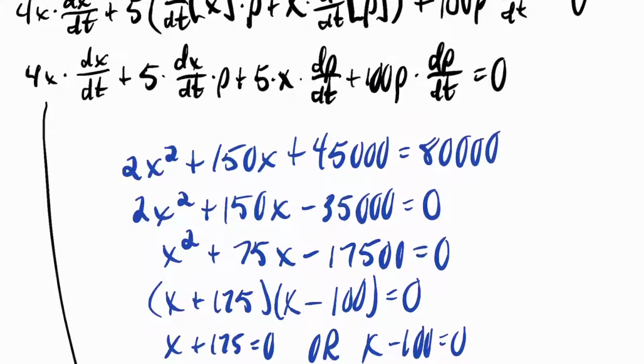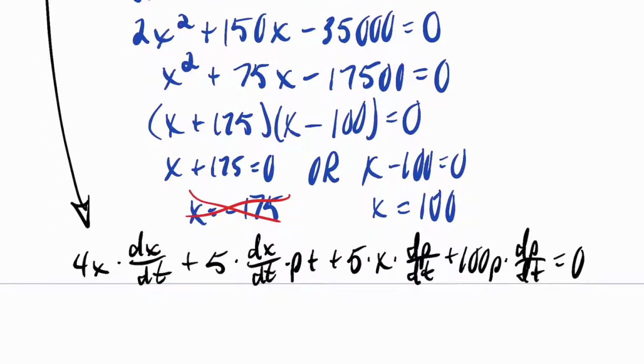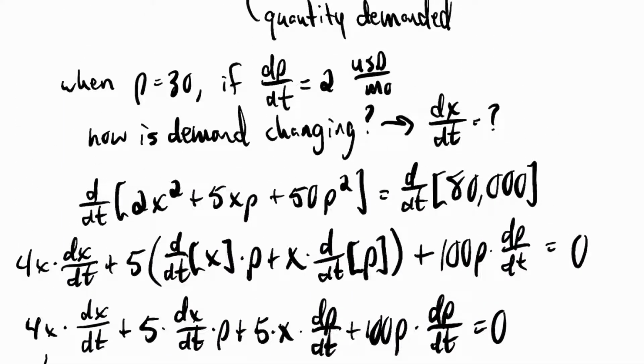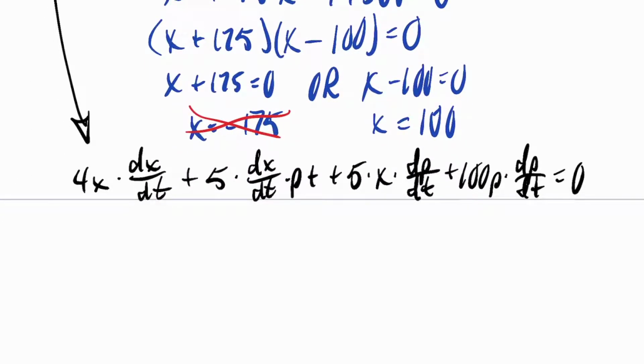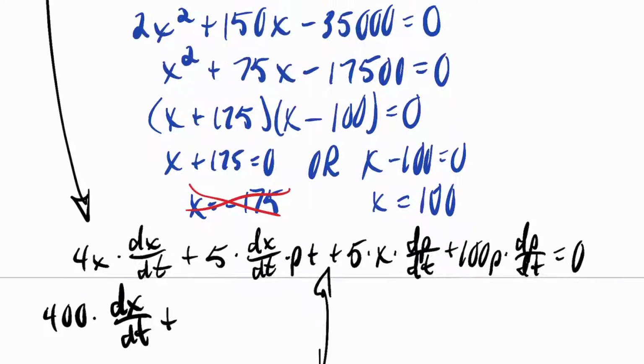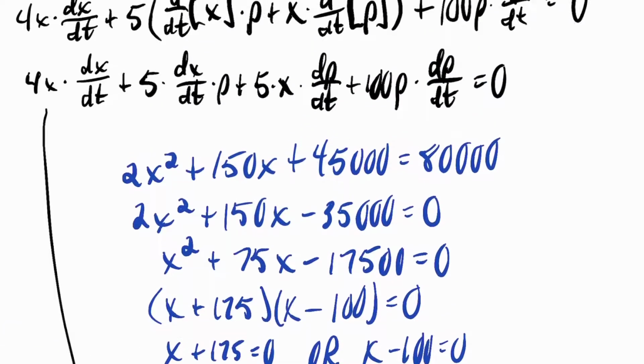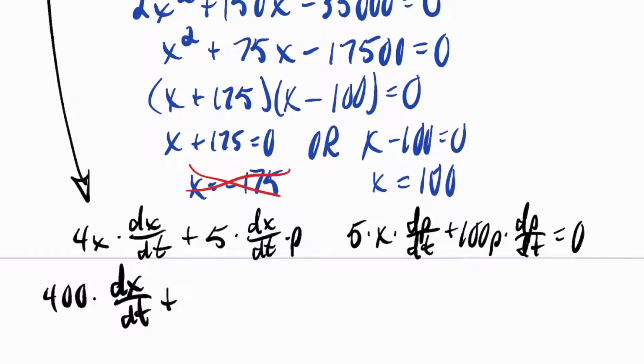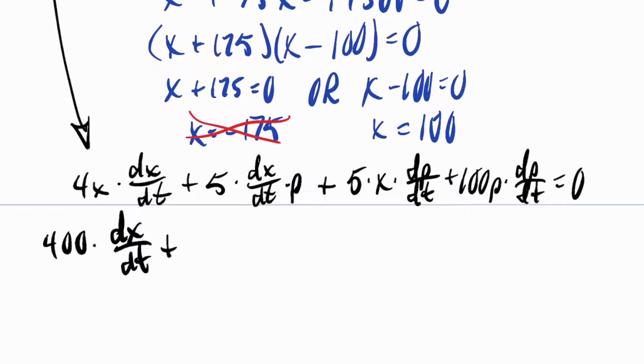Okay, so now I can plug in numbers. 100 for x, I can plug in 2 for dp dt, and 30 for p. So 100 for x. So 400 times dx dt, which again, that's the thing we're looking for. That's why we don't have a number for it. Plus 5 times 30, so 150. And I think I have a mistake here. I put a plus twice. Okay. Plus 150 dx dt.